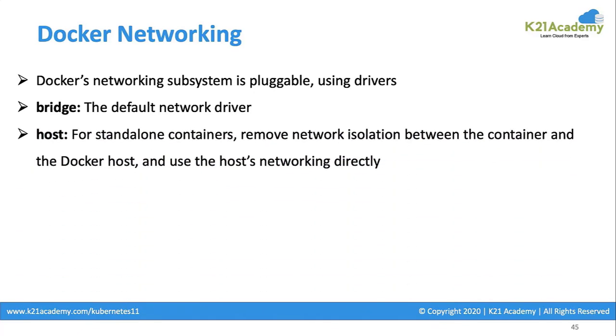The host type of network is when the container replicates the complete host's network stack and starts behaving as if it's the host itself. So whatever would be the IP address of the host, that would be the IP address of the container in case of host networking. And the third one is the none type of networking, in which the container's complete networking is disabled. It can't communicate to any container on that host.